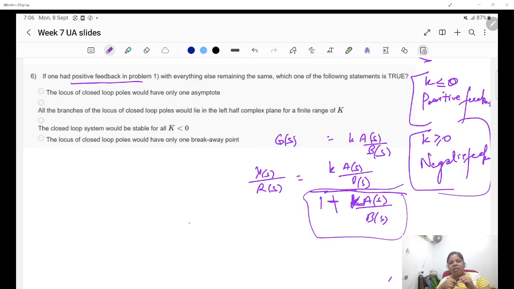So this is our original case, the first case that we saw, in which for checking, placing the test point and checking that the number of poles and zeros to the right of it on the real axis is odd. So we are back to that question. If one had positive feedback in problem 1 with everything else remaining the same, which of these statements would be true? The locus of the closed loop poles would have only one asymptote, it is saying. No, it would have three asymptotes only, right? Because n minus m is universal.